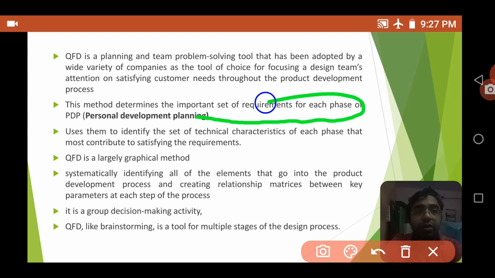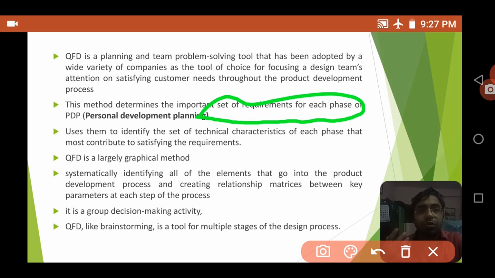Here, which phase of the PDP? What is PDP? PDP is personal development planning actually. This method is also important because it determines what requirements are actually needed by a customer. So this is a tool used by design teams, process design and manufacturing teams. They are all using this QFD to identify the technical characteristics.